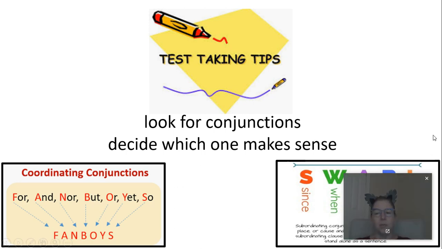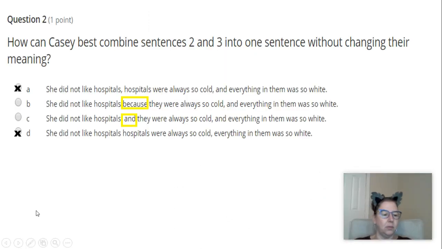Remember this year you guys were learning about coordinating conjunctions, which we call fanboys, and swabbies, which are subordinating conjunctions. And there they are right in the middle of those sentences. So now all I have to do is figure out, well, which one makes the most sense? She did not like hospitals because they were cold, or she did not like hospitals and they were cold. Well, obviously it's B because there's a reason or a cause for her not liking them. It's a cause and effect sentence.